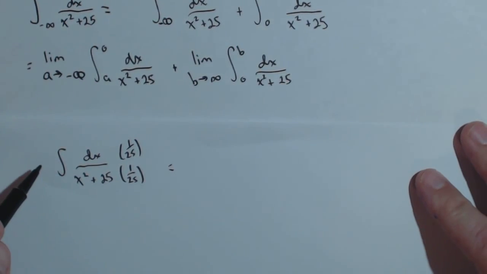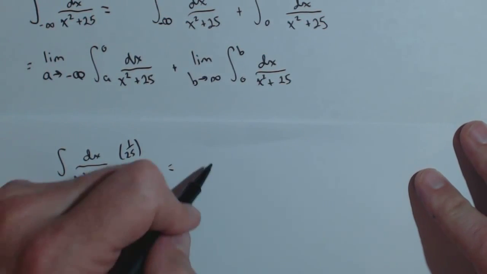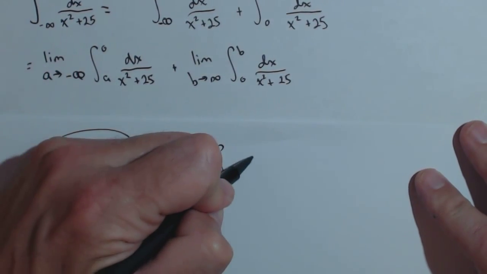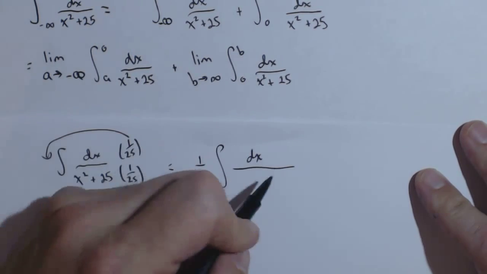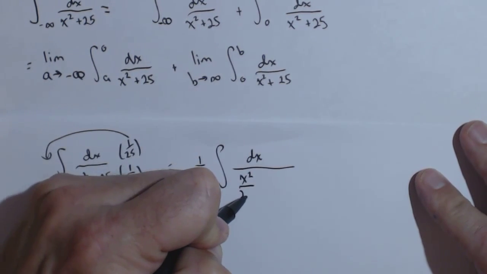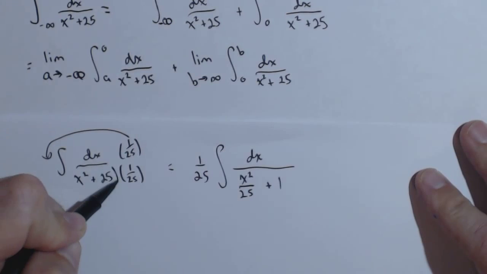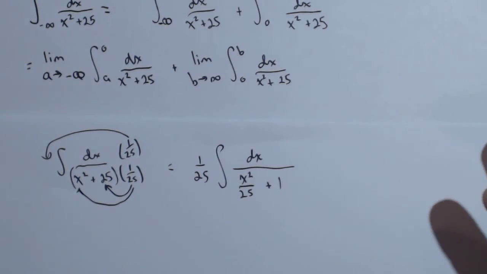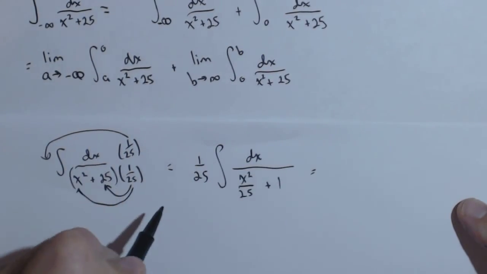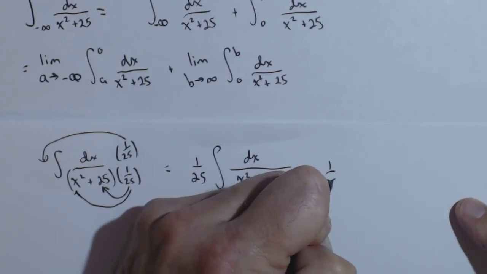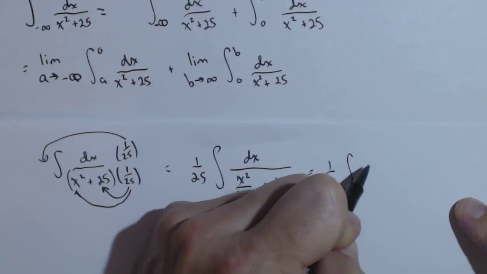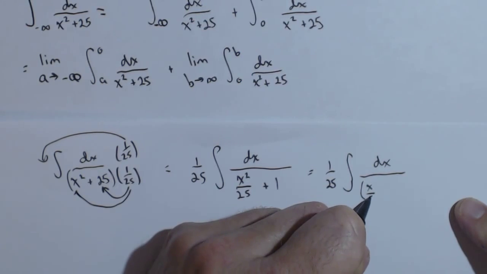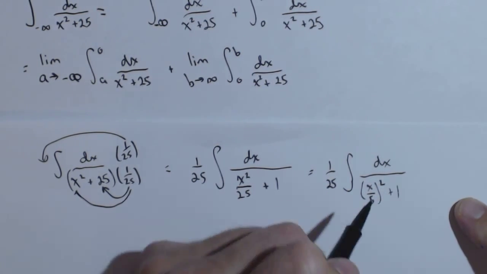What that does for us, we're going to end up with a 1/25 out front. I'm just pulling this one right out front, dx. Here we're going to have an x squared over 25 plus 1, because, careful, this gets missed a lot. This has to get distributed to both. What we're going to do now is keep the 1/25 out front. We have the dx on top. We're going to rewrite this as x over 5 squared plus 1.